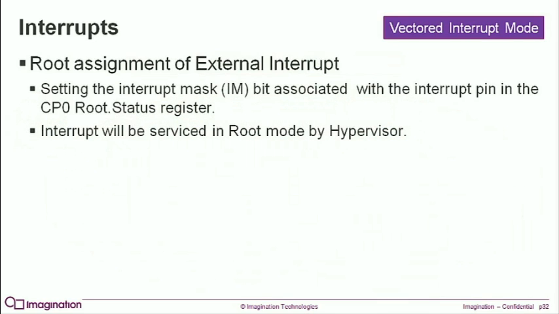The assignment of an interrupt to root is done by setting the interrupt bit associated with the interrupt pin in the root status IM field to enable the interrupt to root. This interrupt will interrupt the core, place it into root mode, and start executing at the vector for the interrupt.